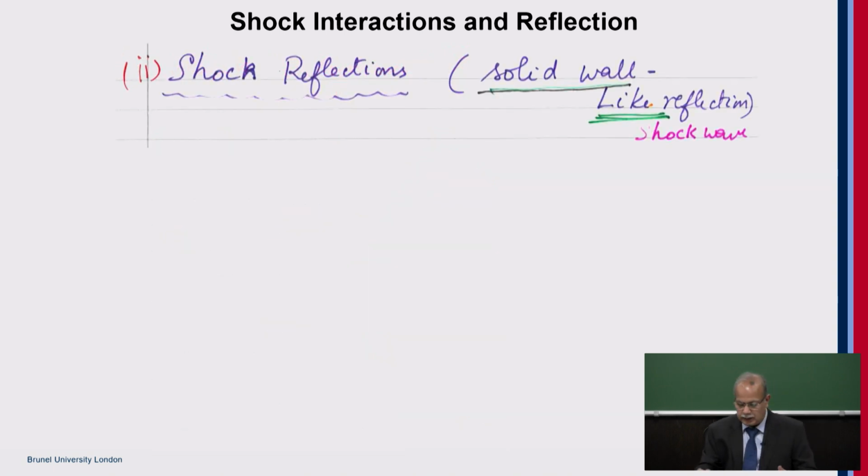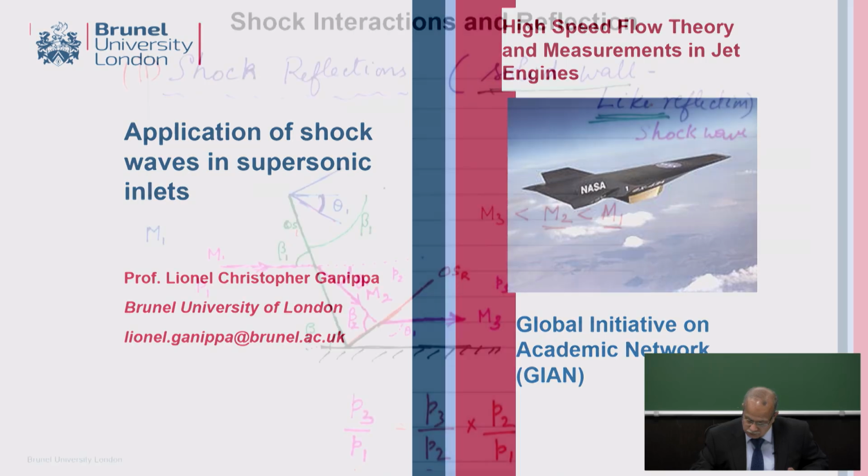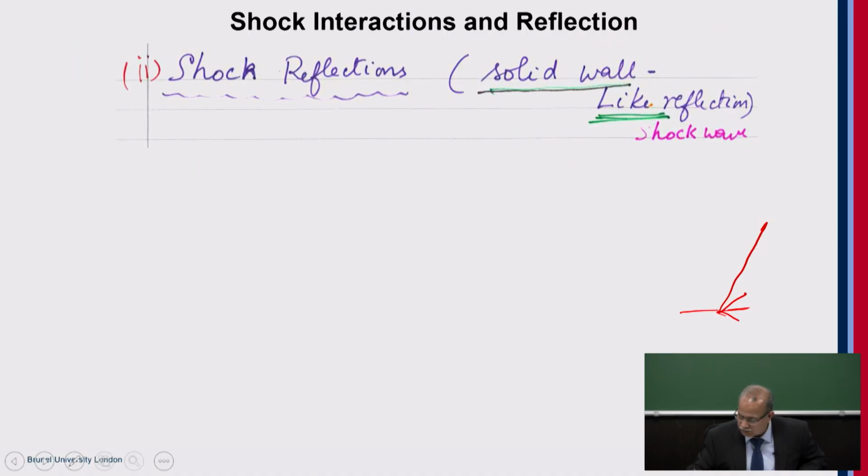Okay. Now what will happen when you have an oblique shock coming from here? A wedge has deflected the flow, there's an oblique shock. So what will happen when you have an oblique shock that is going to hit the wall?